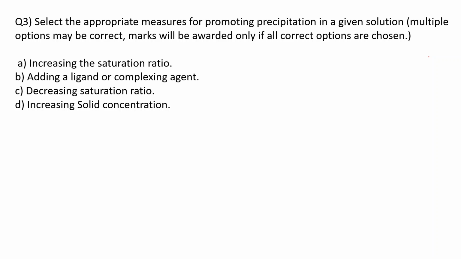So question number 3 is: select the appropriate measure for promoting precipitation. We are trying to promote the precipitation, we are trying to increase the insolubility of a compound. So here multiple options will be correct. Increasing the saturation ratio, adding a ligand or complexing agent, or we can decrease the saturation ratio, or increasing solid concentration. So which of the following are used to increase the precipitation?